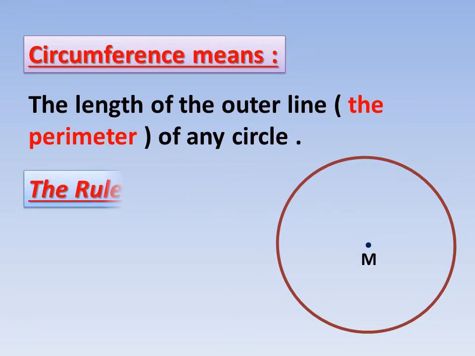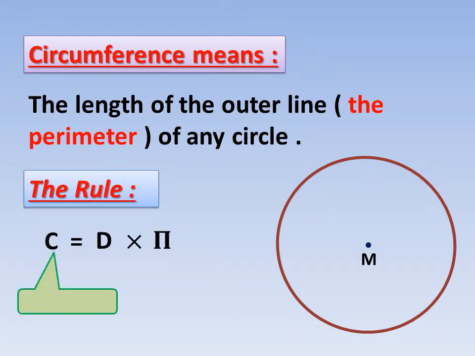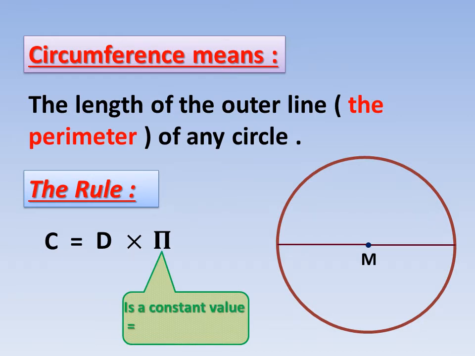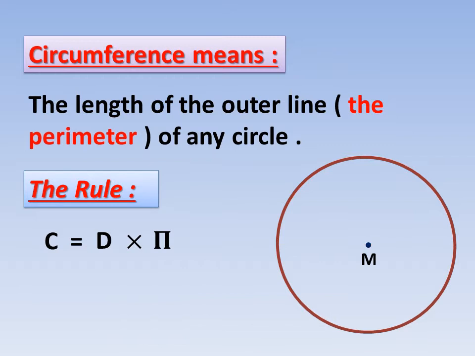The first rule is C equals D times pi. C means the circumference, D means diameter, and here is our diameter. The diameter is the longest chord of any circle. To find the circumference, we have to know the length of the diameter times pi, and pi is a constant value which equals 22/7 or 3.14. He will give it to us in the question.